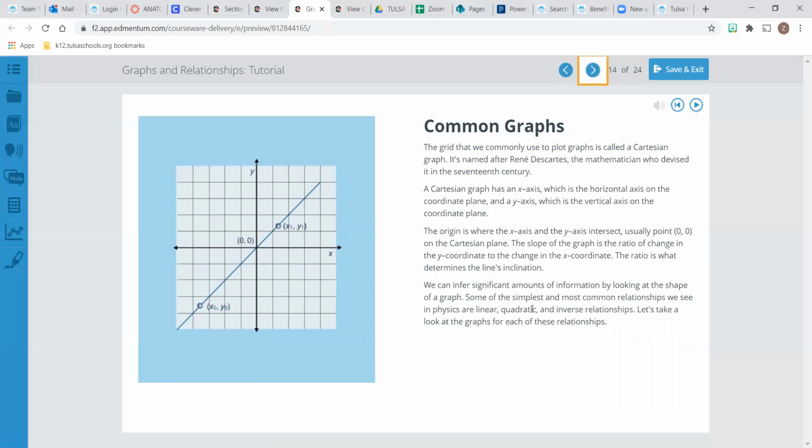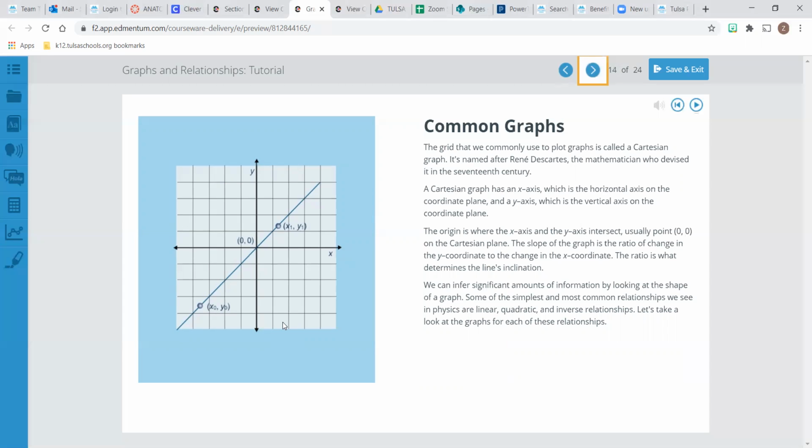And now we're talking about common graphs. So this is the Cartesian graph, right? XY axis. It's named after René Descartes, a French mathematician in the 17th century. Very fairly intelligent person, I'd assume. Sure, I never met the guy, but this Cartesian graph has two axes. Horizontal is x, vertical is y. 0, 0, that's where they intersect, and that's our starting point for most graphs.